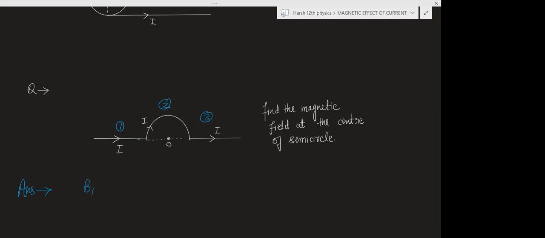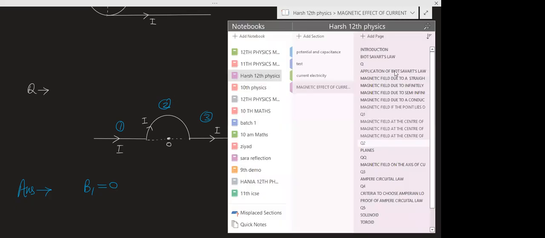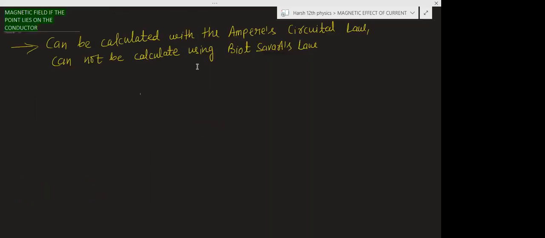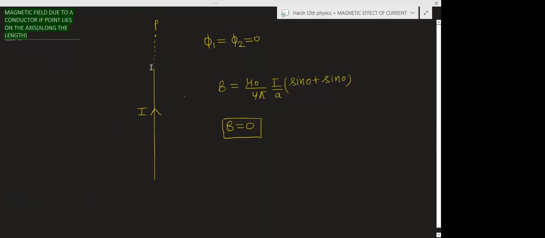First wire is the straight wire, and for this straight wire, this point O is lying on the axis. And I have told you, in case of a straight wire, if a point is lying on the axis, the magnetic field at that point due to that wire is equal to 0. I am showing here. See here. This is a point on the axis, so the magnetic field is 0 here.